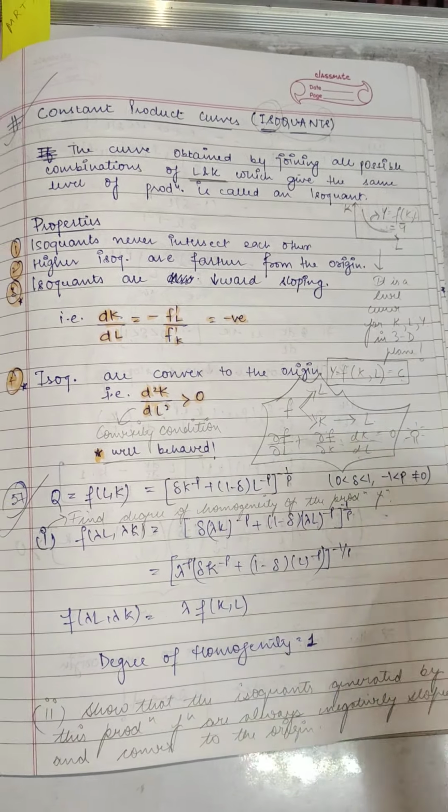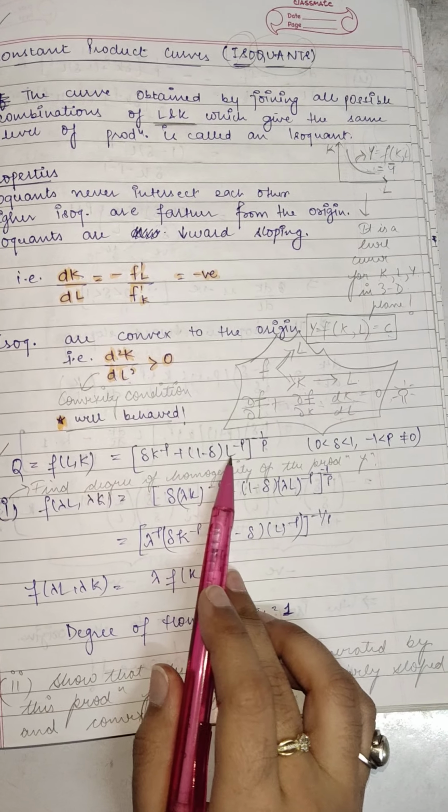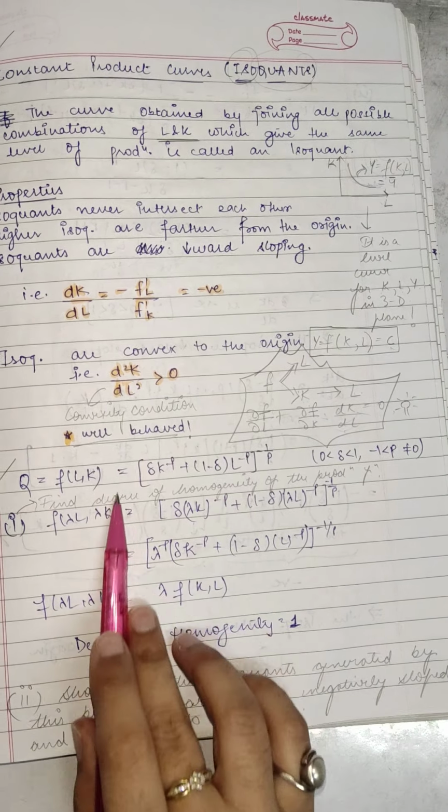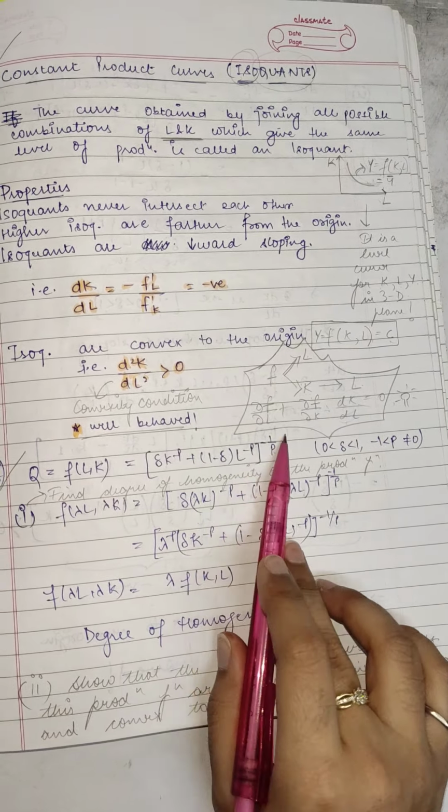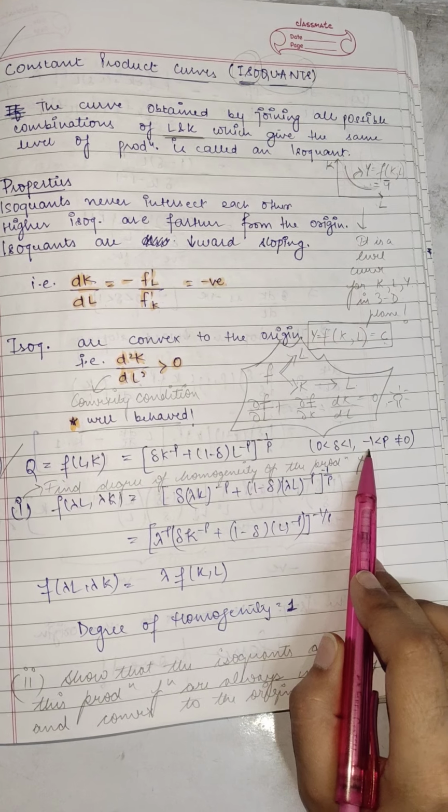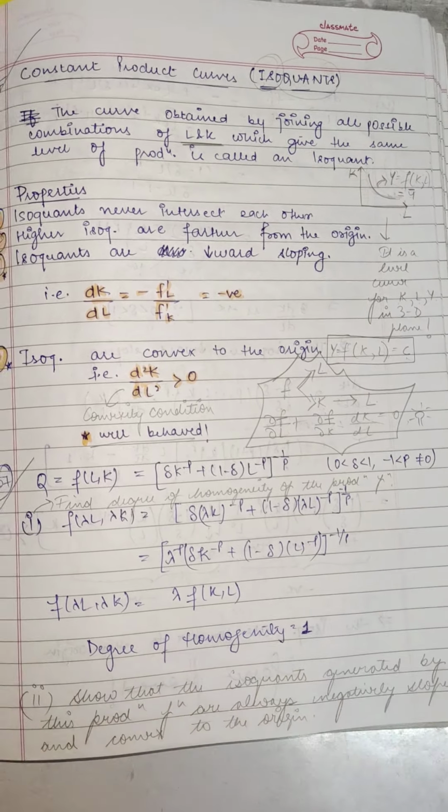Let's do a quick question that will revisit each of these properties. The question says your production function is Q equal to f of L, K, as given by delta into K to the power minus rho plus 1 minus delta into L to the power minus rho, whole function raised to the power minus 1 upon rho, where delta is between 0 and 1 and rho is a number greater than minus 1 but not equal to 0.